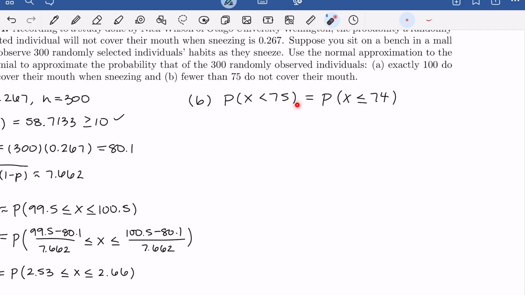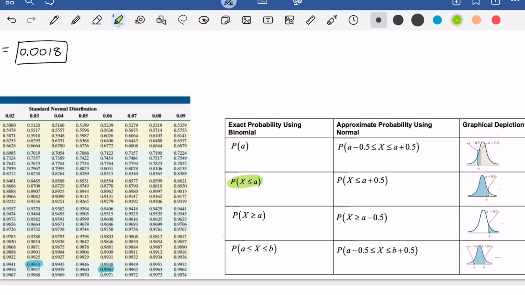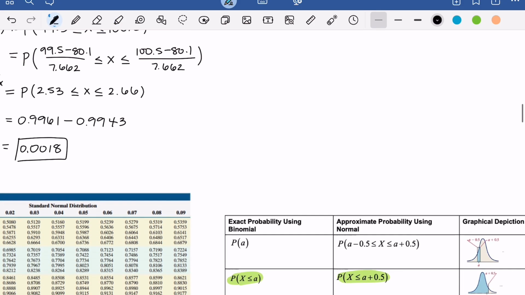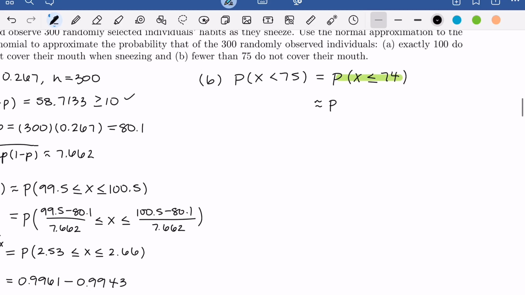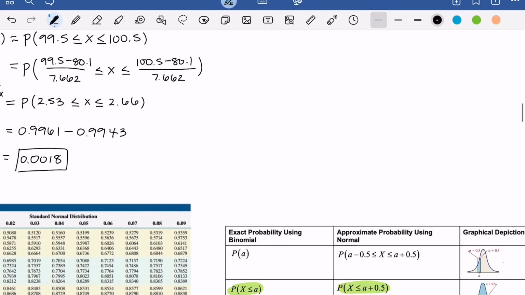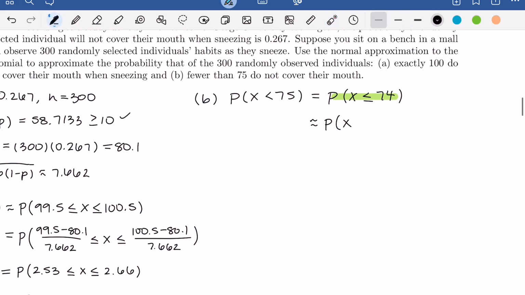So now that we've transformed this statement into an inclusivity statement, where the probability that x is less than or equal to some value, in this case 74, now we can use this. This can be approximated by the probability that x is less than or equal to, in our case, 74 plus 0.5. So less than or equal to 74.5.